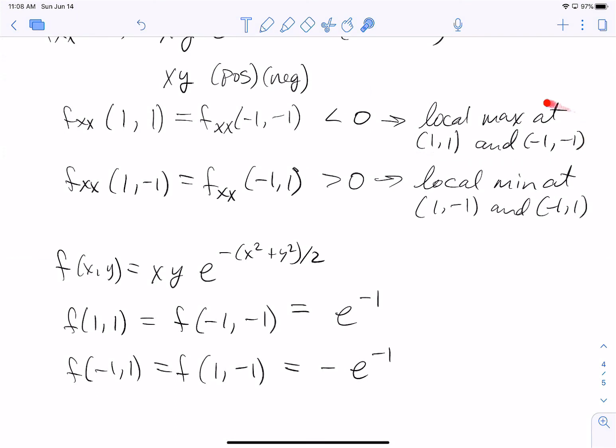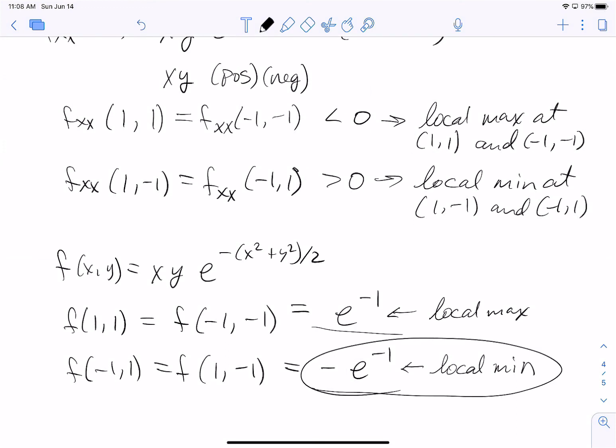We already concluded that we had a local maximum at (1, 1) and a local maximum at (negative 1, negative 1). And here we can say that the local maximum value is e to the negative 1. Likewise, we had confirmed that we had a local minimum at (1, negative 1) and another one at (negative 1, 1). Now we can conclude that the local minimum value is negative e to the negative 1.